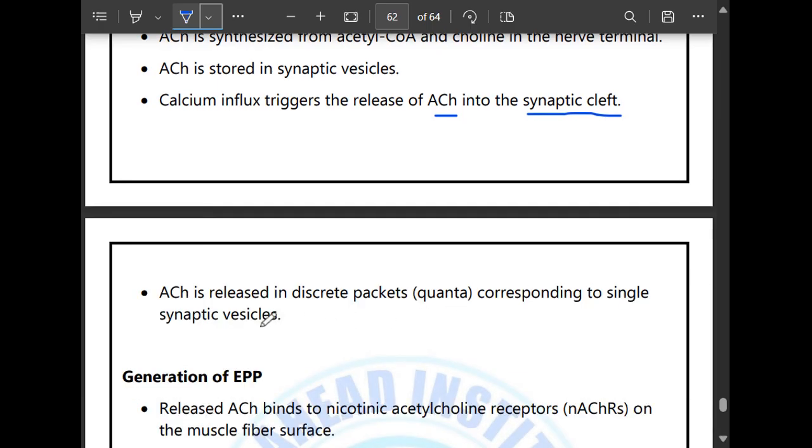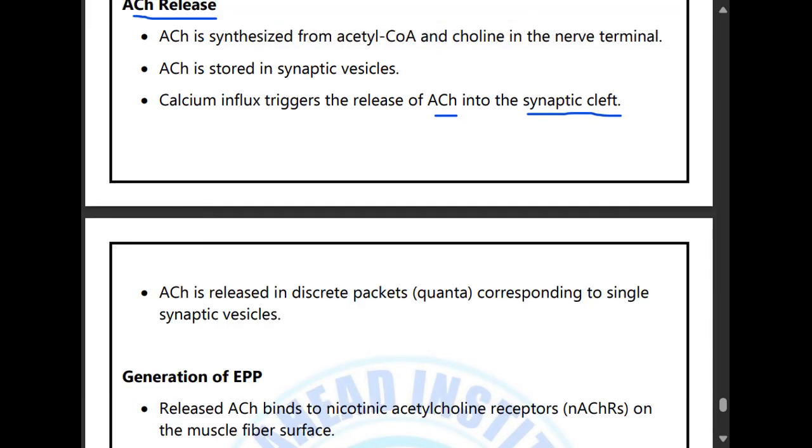Okay, so you'll find that acetylcholine is released in discrete packets, which we call quanta, corresponding to single synaptic vesicles. So to reiterate, when it comes to acetylcholine release, you need to know that acetylcholine diffuses across the synaptic cleft. And when it diffuses across the synaptic cleft, it will bind to what we call nicotinic acetylcholine receptors on the muscle fiber membrane.